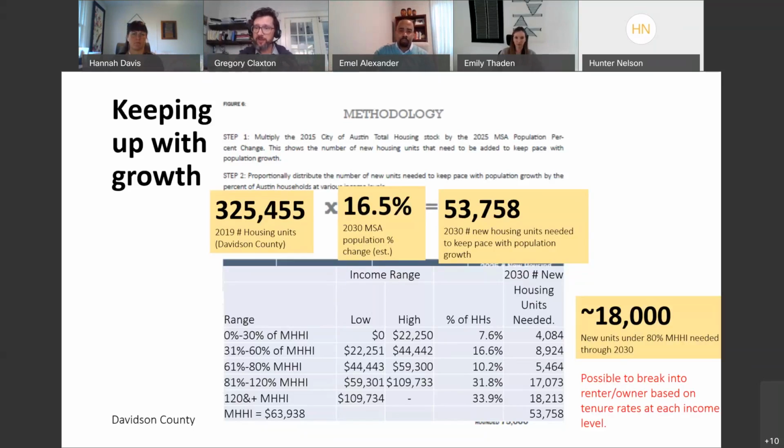Once we've done that, we get to about 18,000 units needed to serve folks earning under 80% of the median household income through 2030. That's just growth needs alone. That's not the current deficit. One thing we also did, just to narrow in on the rental side, is that we looked at the percentage of owners and renters at each of these income levels to get to an owner and renter need. And I'm going to bring that back in a moment.